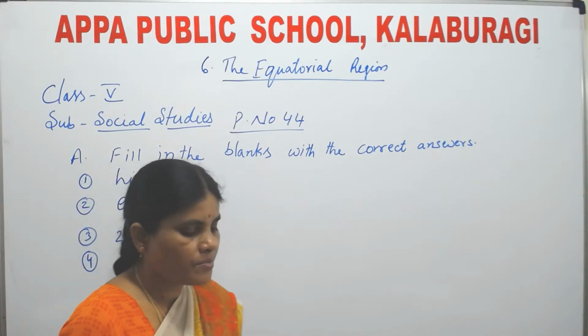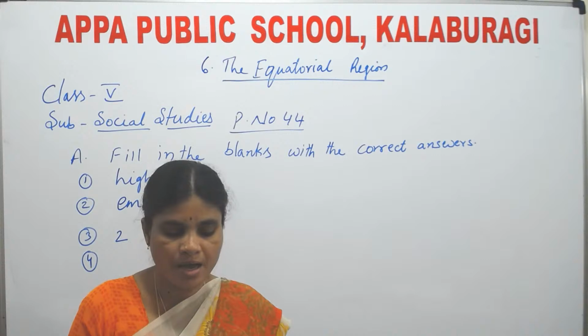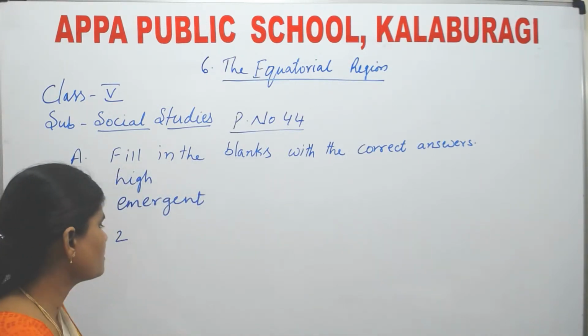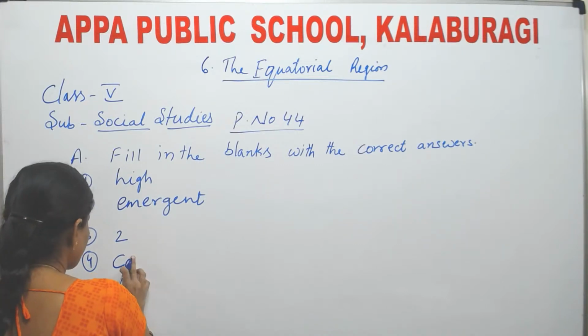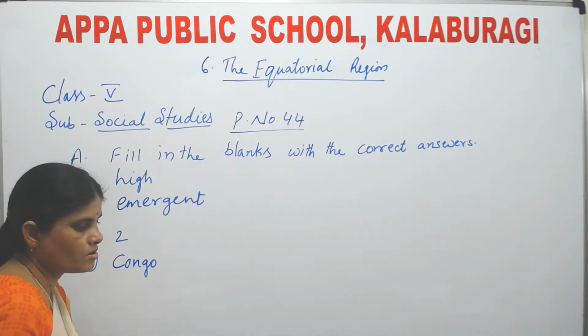Fourth one: Pygmies live in dash: Congo, Canada and China. Which is the correct answer? Congo is the correct answer. Congo Basin or Congo region.